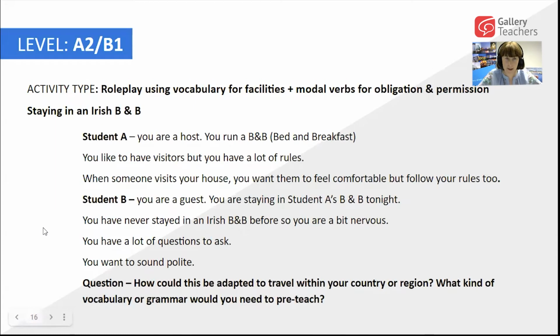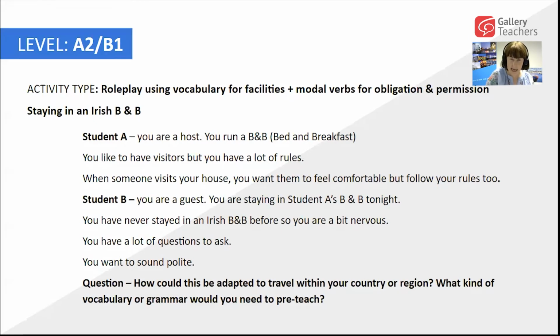Okay, so I gave my students two different personas. Student A was the host. So he or she was running a bed and breakfast. This student, their character was that he or she liked to have visitors, but they have a lot of rules in their house. So when someone visits their house, they want them to feel comfortable, but they're very proud of their guest house. So they want them to follow the rules too.